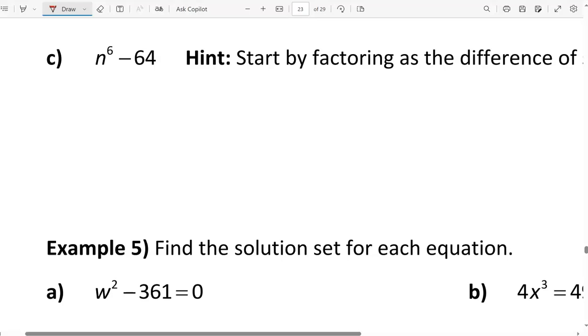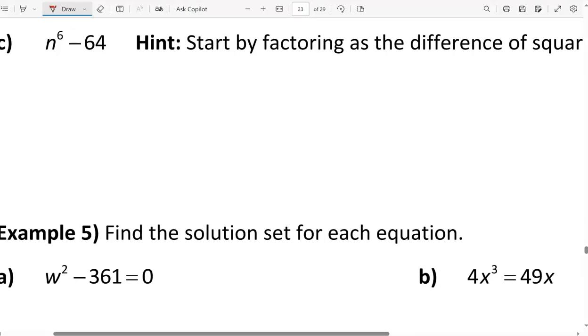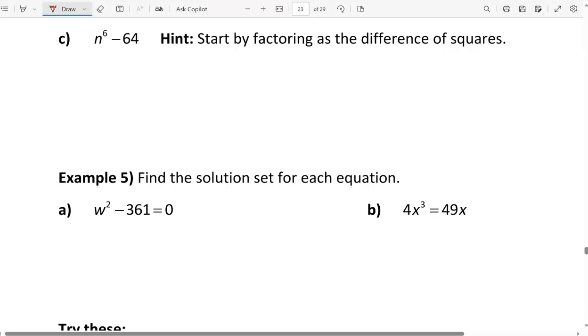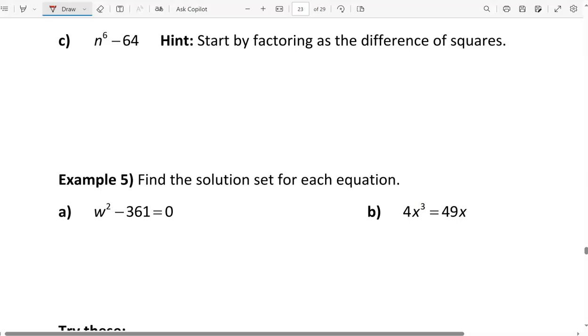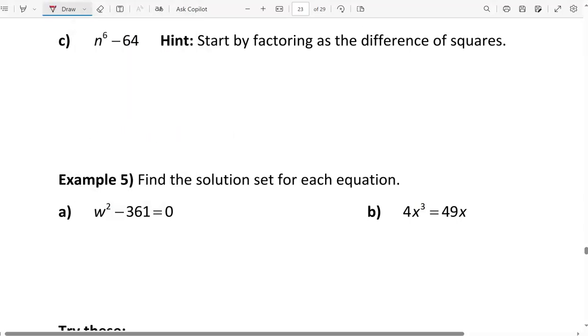All right, this one's a fun one. n to the 6th minus 64. Both of the expressions in this are both squares and cubes. The hint here says it's going to be a lot easier for us if we start by factoring it as the difference of squares. So if we think of this as the difference of squares, we are thinking of it as n cubed squared minus 8 squared.